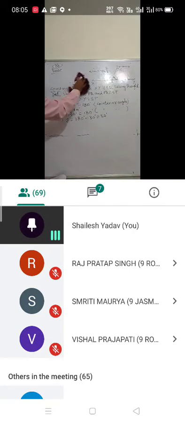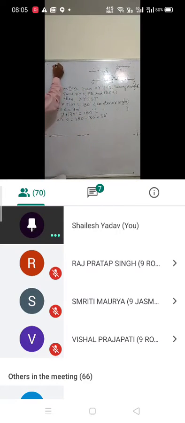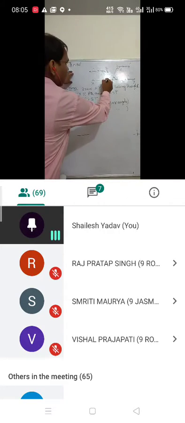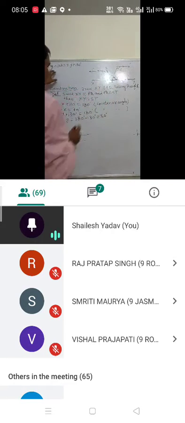So here you will write x plus angle QRS plus y equals 180 degrees. That is the angles on a straight line. So x plus angle QRS plus y equals 180, and you got the value of both. X is 70 degrees and y is 50 degrees.